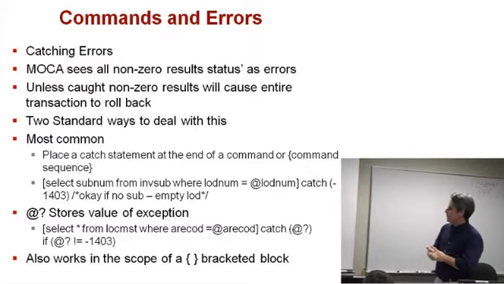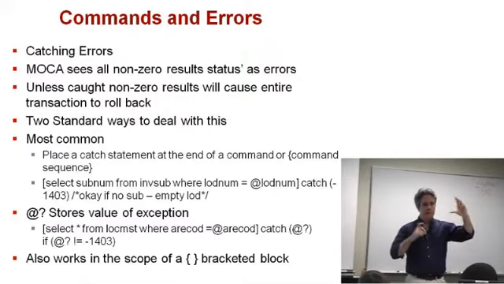The at question mark stores the exception, and you can then use that as an argument to an if test and decide what to do. It also works in the scope of brackets, so you can basically put a catch under a bracket block, and if anything happens inside of that bracket block, you can catch it at that level.